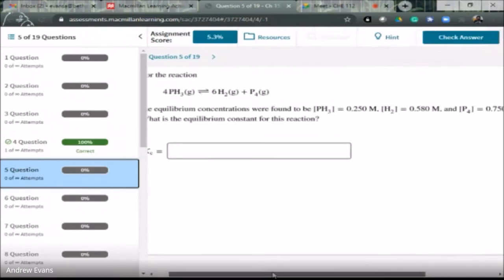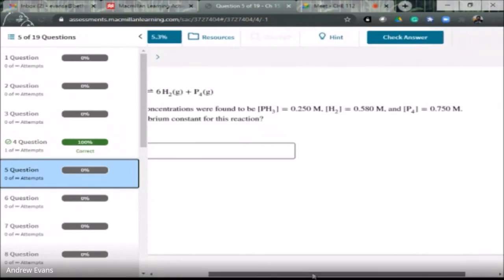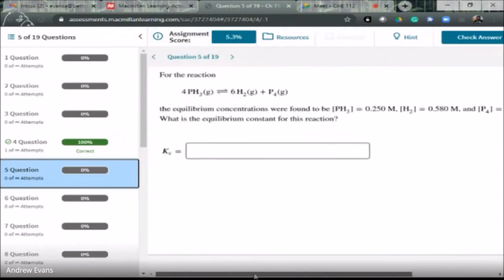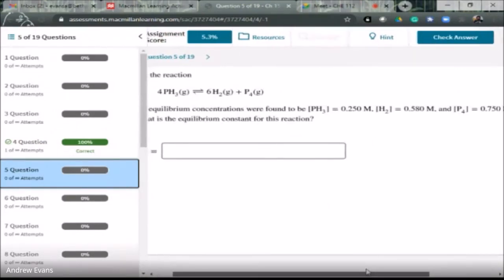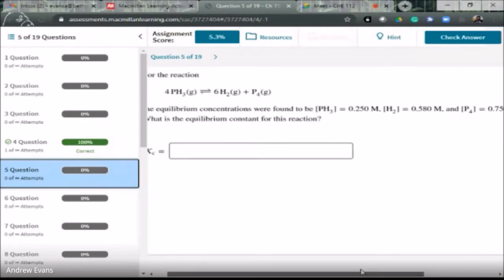So the equilibrium constant is this. If we have this, this, and this, find K. It doesn't matter how much we're dealing with; you're just raising each number to its coefficient. So we have P4 of 0.75, H2 of 0.58, and PH3 of 0.25. This should not be hard.